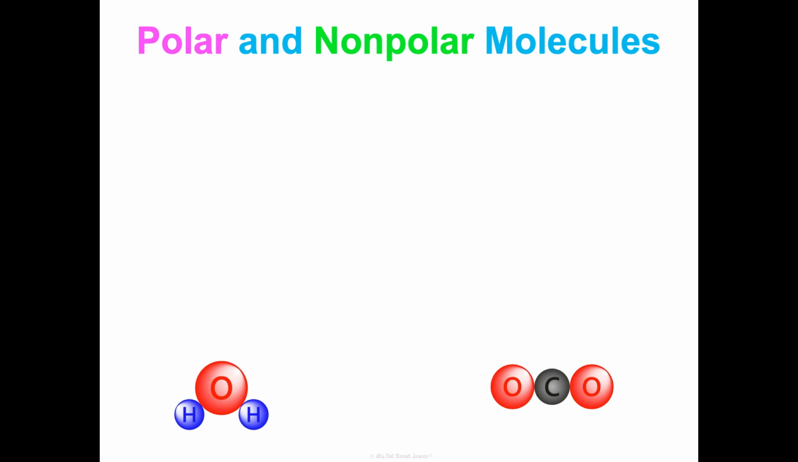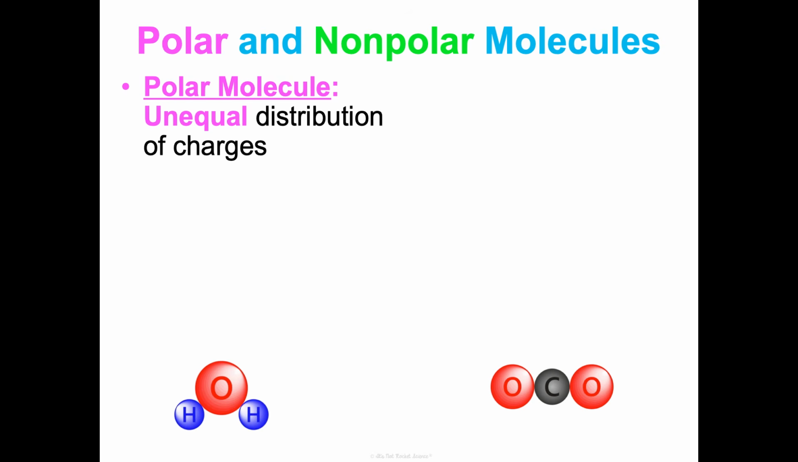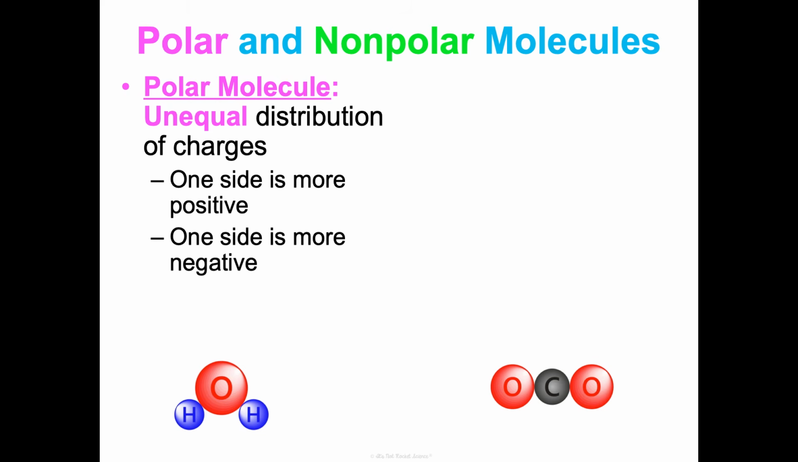So we need to know the difference between polar and non-polar molecules. This is going to come up so much this year, so you need to commit these 2 terms to memory. First, a polar molecule has an unequal distribution of charges. What that means is even if the overall charge is 0, one side is a little bit more positive and another is a little bit more negative. When we look at water right here, the oxygen is partially negative and the hydrogens are partially positive. So it makes the molecule polar.